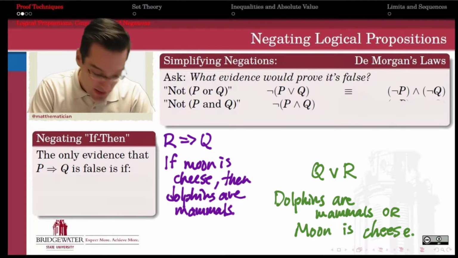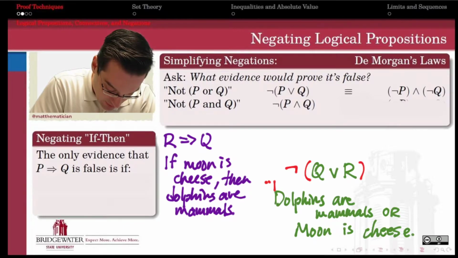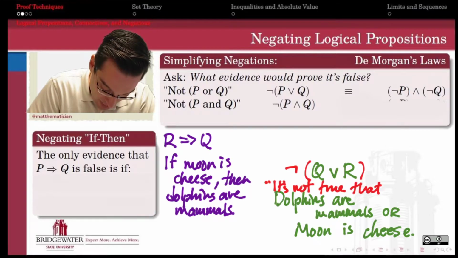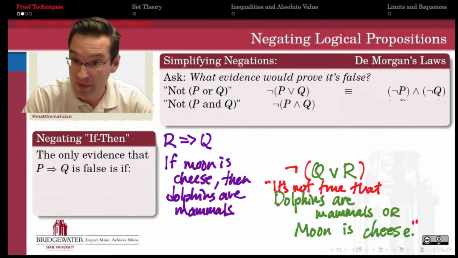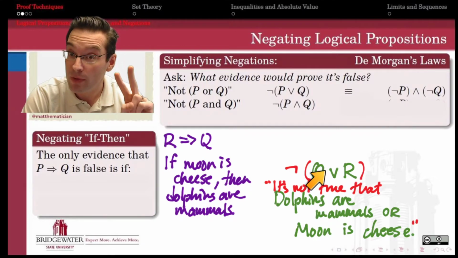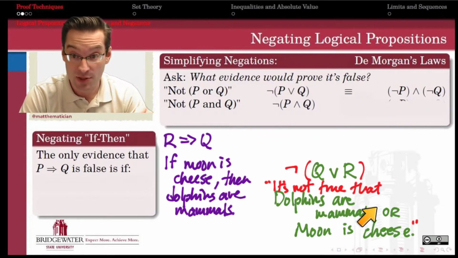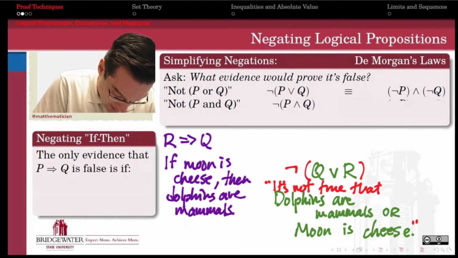So if I wanted to make a negation out of Q or R, I'll put a not symbol in front here and write something like, it's not true that dolphins are mammals or the moon is cheese. What would be another way to write that, according to De Morgan's laws? If I wanted to prove this statement to be the case, I need to show 2 things. Both hold. I need to show that it's not true that dolphins are mammals, and I also need to show that it's not true that the moon is cheese. And so we would write not Q and not R.